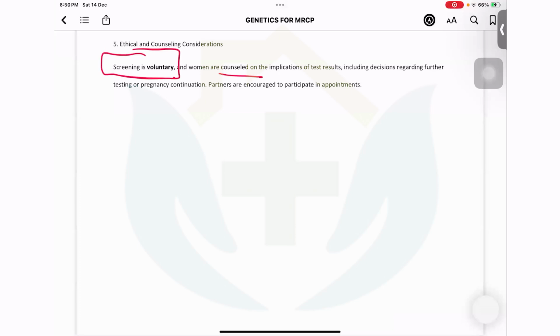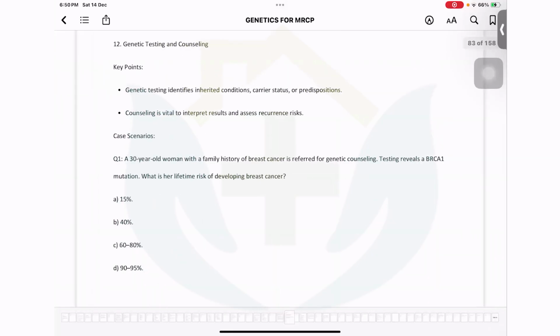And women are counseled on the implication of test result, including their decision regarding further continuation or testing. It is very important. You cannot force anyone to abort. You just have to tell them that this is the problem that the child has. You might need to abort the pregnancy. But if they say, I want to continue, you cannot force them.